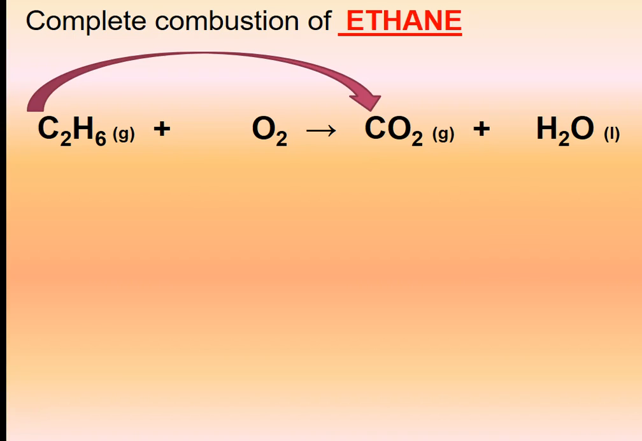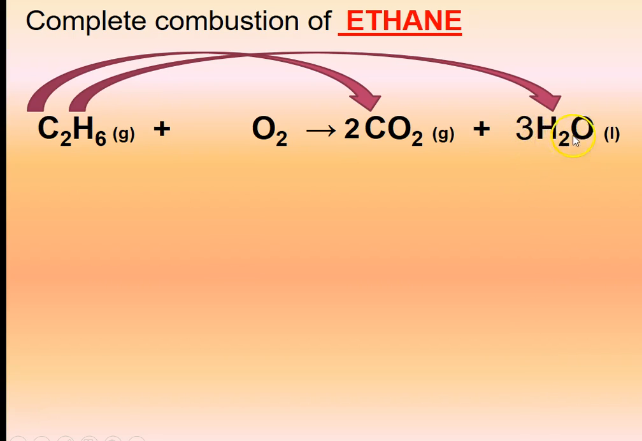So we've got 2 carbons in our ethane molecule, so we're going to have 2 carbon dioxide molecules to make 2 carbons. The next thing, you do your hydrogens. So we've got 6 in our ethane molecule. So our water molecules come with 2, so we're going to need 3 water molecules. So 3 lots of 2, 3 times 2 to make 6.